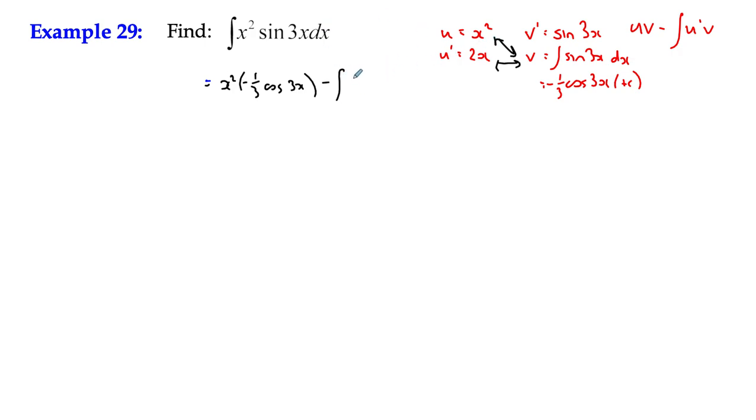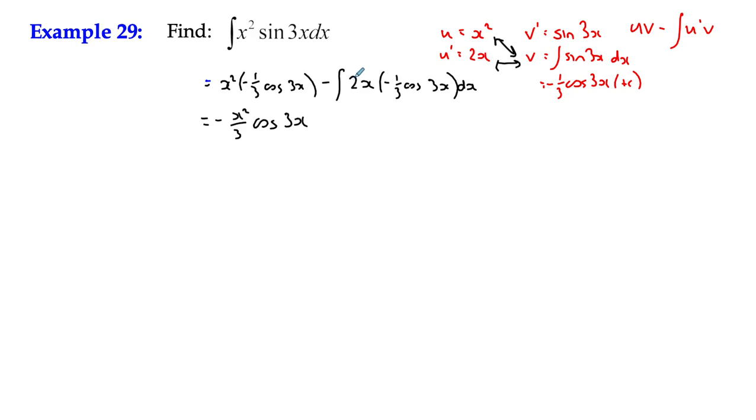So it helps to remind me which ones to use. So I've got u dash is 2x, and we've also then got negative a third cos 3x with respect to x. So it's a bit messy there. I'm going to tidy it up first of all before we have a look at anything else. So I've got negative, I'm just going to put x squared over 3 cos 3x.